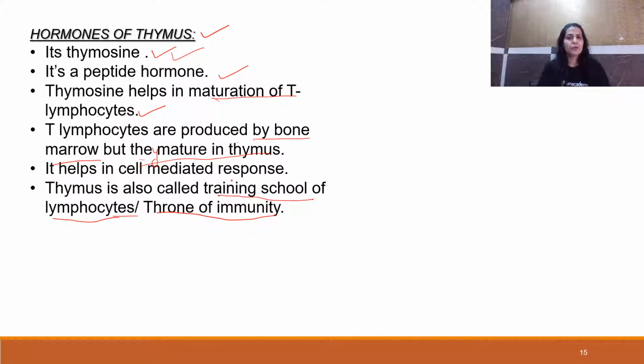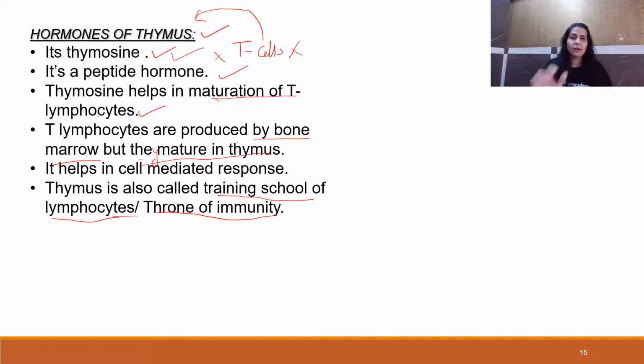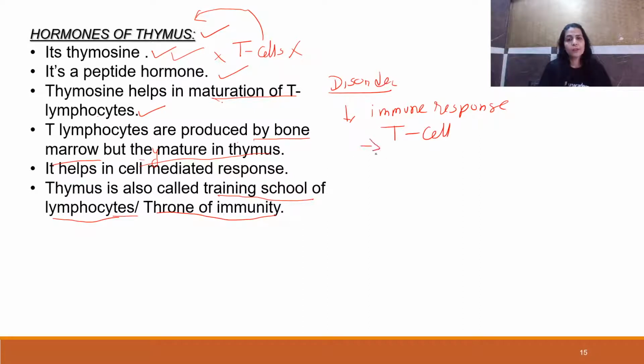Suppose a question is asked that due to some reason thymosin is not produced, then which cells will not mature? Simple answer: T lymphocytes will not mature if there is no thymosin. T lymphocytes mature in thymus. Is that okay? The only disorder associated with this hormone is lack of immune response. Which immune response? T cells provide cell mediated immunity.